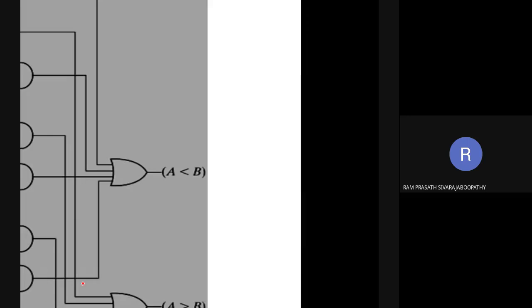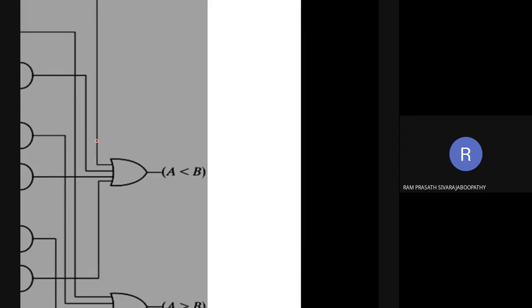For example, if we are considering A equal to B, என்னென்ன terms வருது பாருங்க. E3, that is one input for this AND gate. The next input is E2, then E1, E0. All the 4 terms E3, E2, E1, E0 AND பண்ணோம்னா A equal to B.